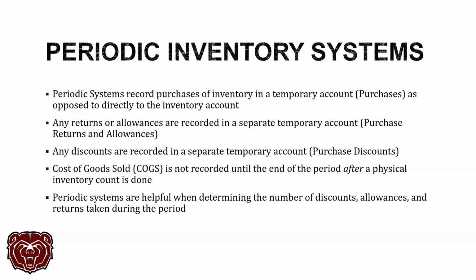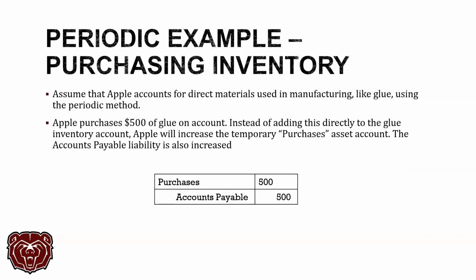Okay. For cost of goods sold, we don't actually record it until after we do a physical inventory count, okay? Not until we do a physical inventory count. Using a periodic system is helpful if you want to track how many discounts, allowances, returns you took during the period, okay?